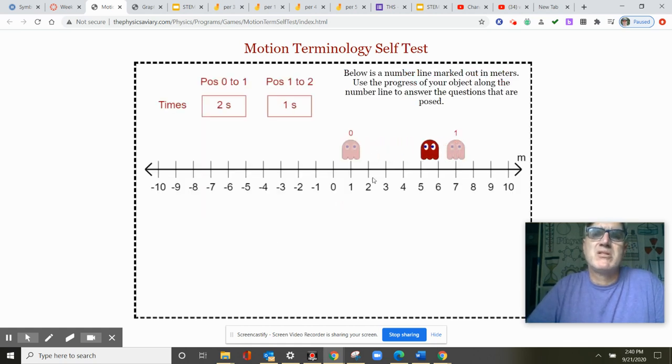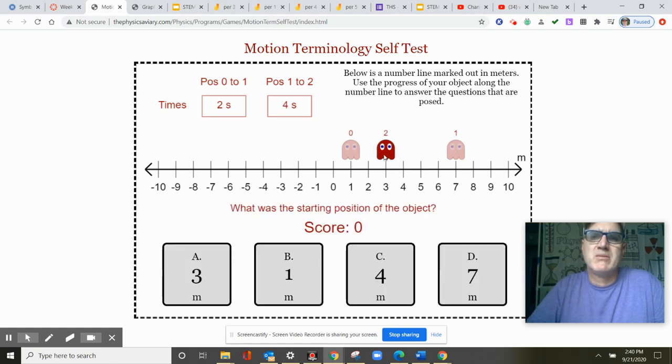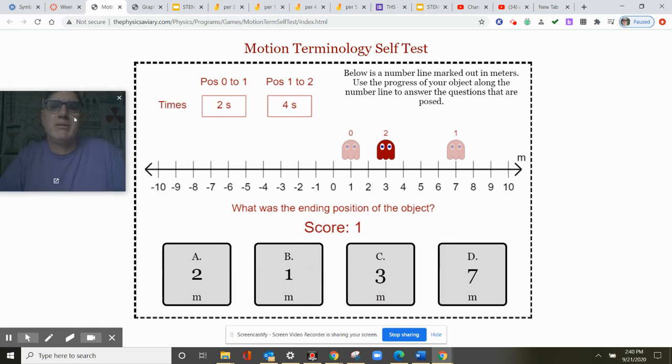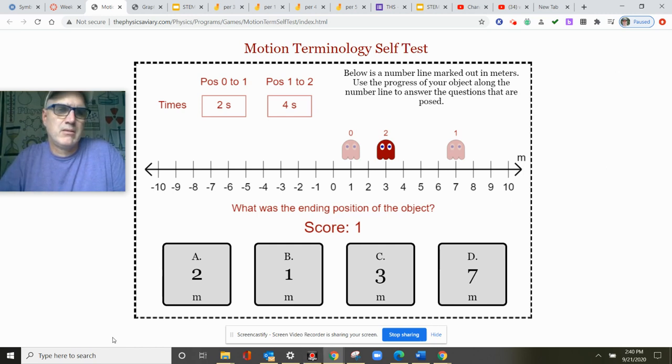So here's our ghost. It starts at position 1, it walks over to 7, and then walks back to position 3. What was the starting position of the object? So it started at position 1. Got one right. Hallelujah. Now I need to be able to go to the next question, and I think that my Screencastify is in the way. It won't let me. Perfect.